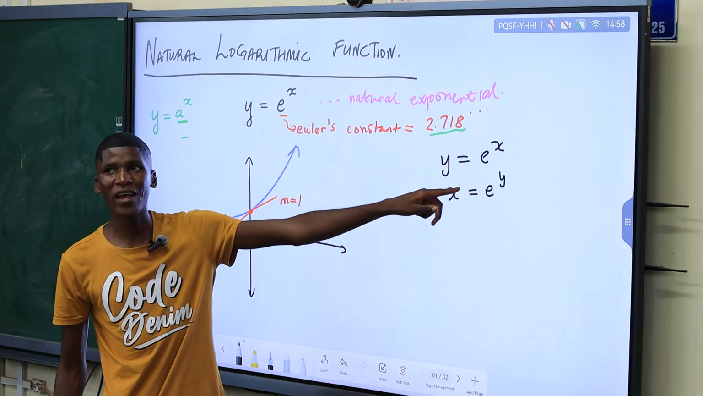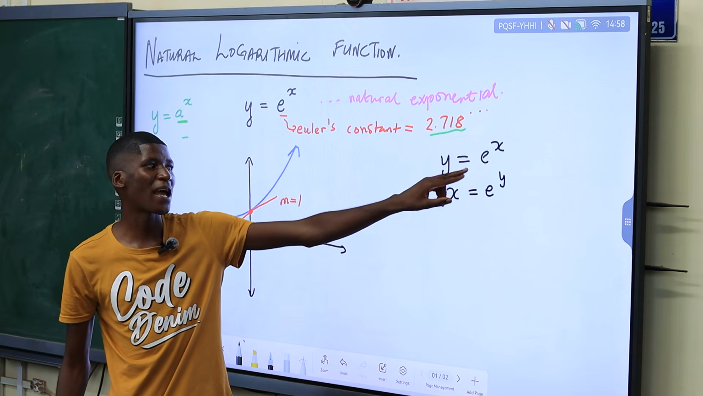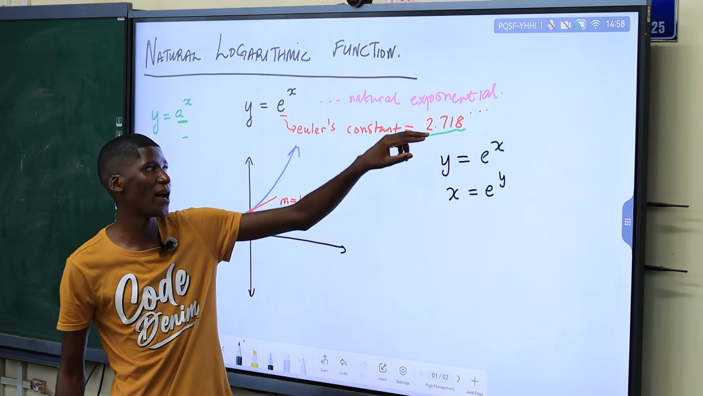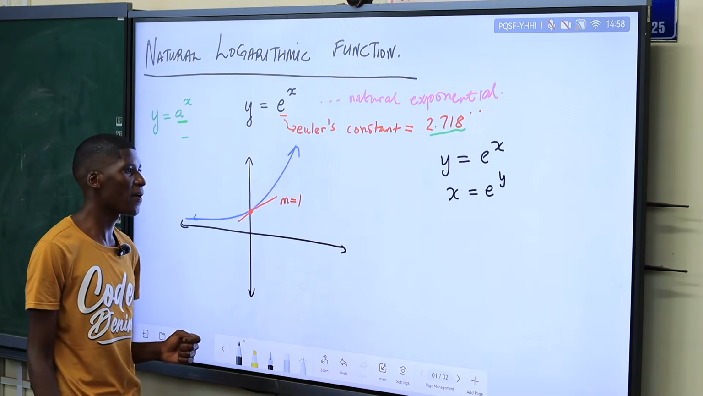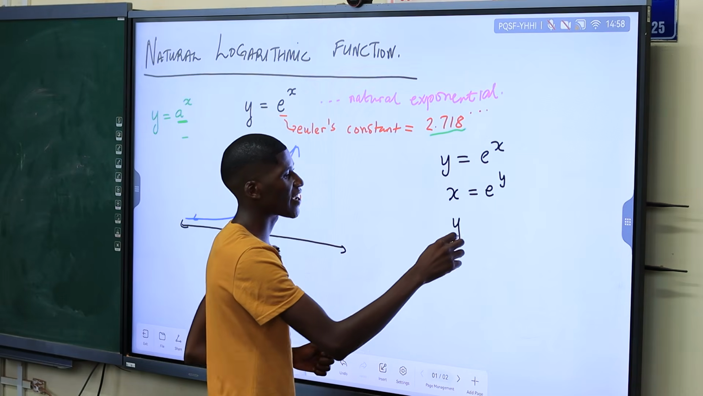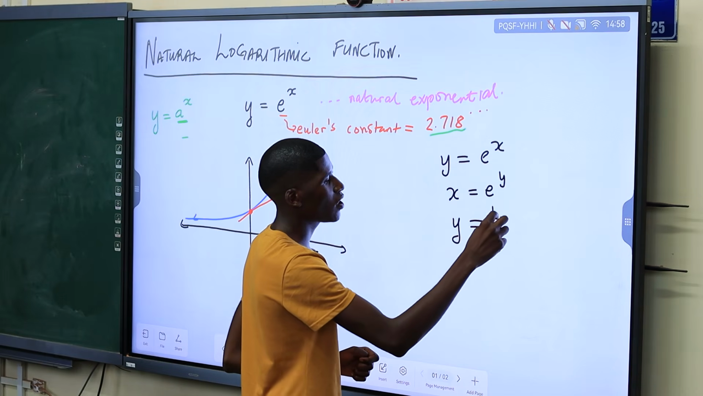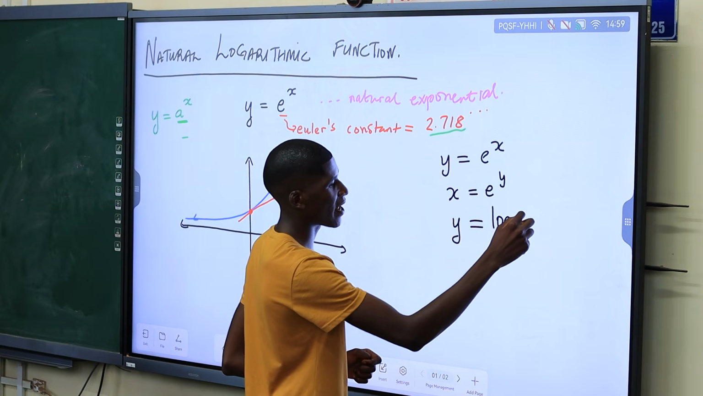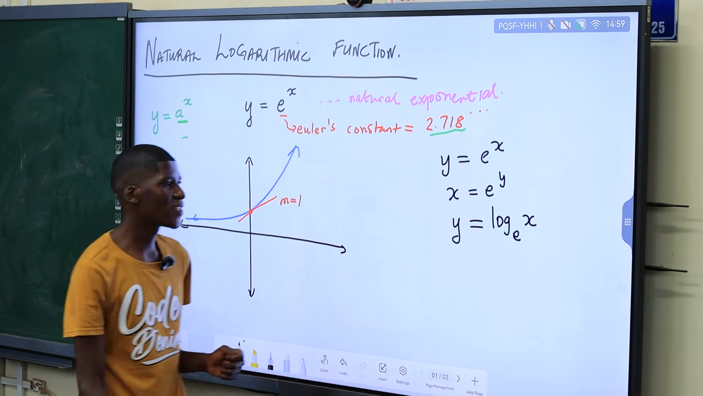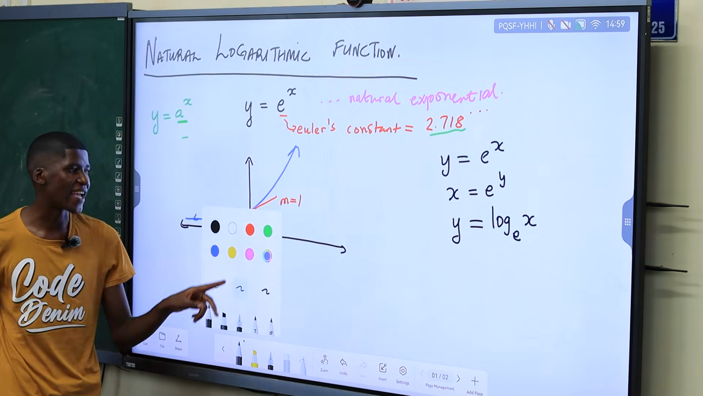Remember that e is a number. It's a number. We might think perhaps it is an unknown or something. E is a number, or Euler's constant. So what do we do to make y the subject of the formula here? We take the log. So y is the log, with base what? e. And then here, x. So this is log base e of x.